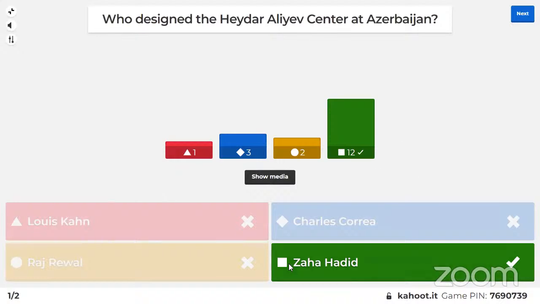So Zaha Hadid is the correct answer. You can see that all the wrong options have been faded out, and only the correct option is there, highlighted with a tick mark. And here you can see that anytime you can join the quiz.